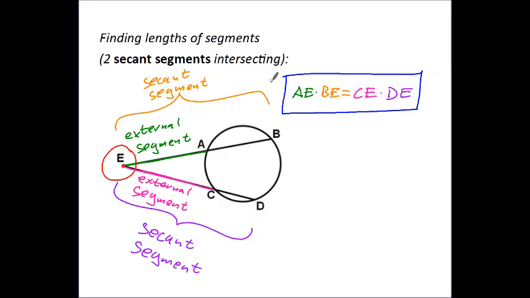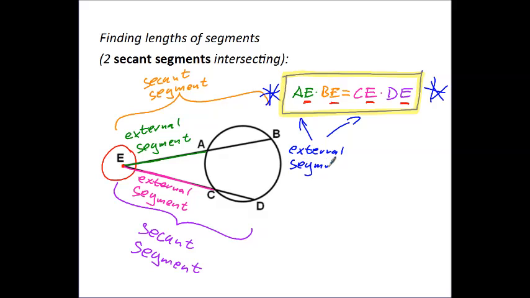We can go through the proof of why that is the case, but we don't have to do that at this point. What's important is, again, to memorize this formula, realize that it's exactly the same one that we had before, and that those four segments all have an E in their name. AE and CE are the external segments, and BE and DE are the secant segments.